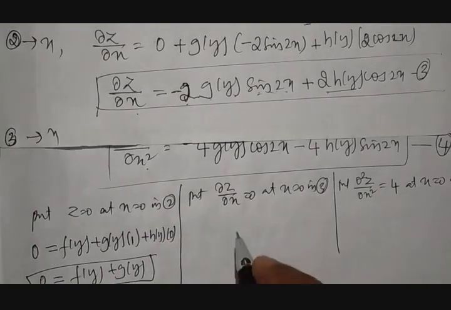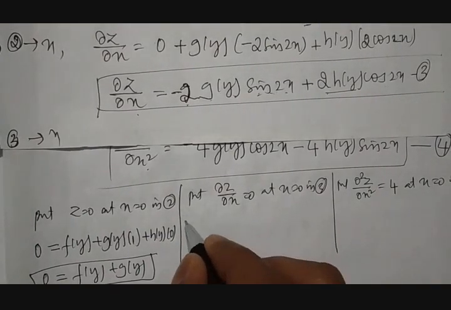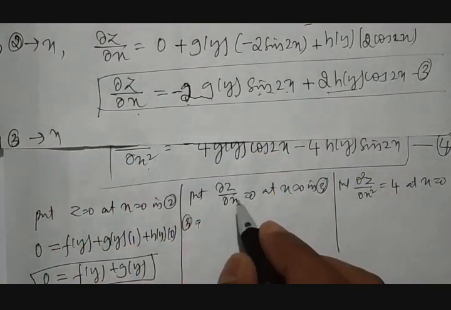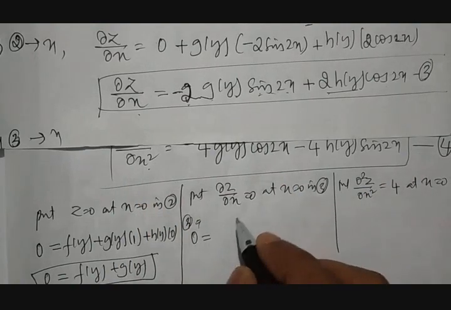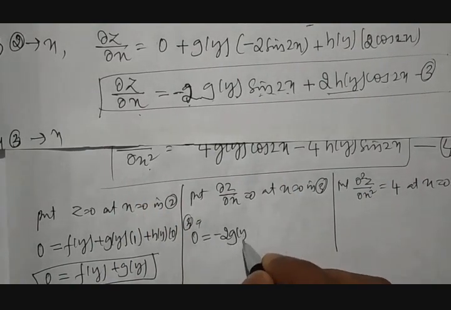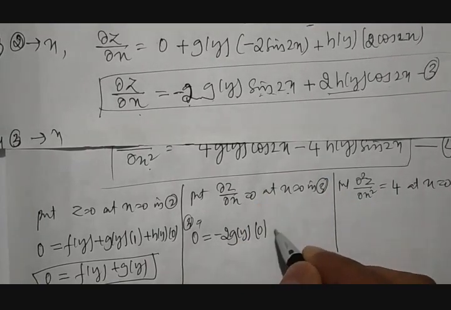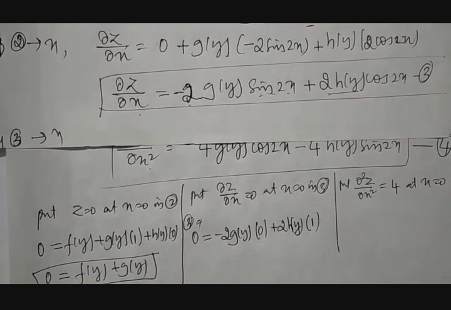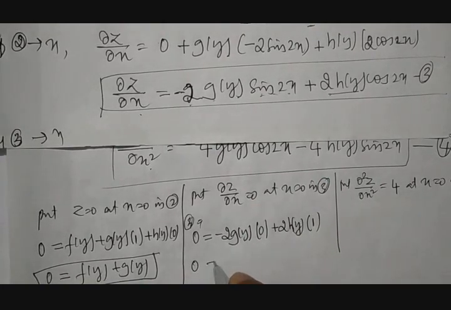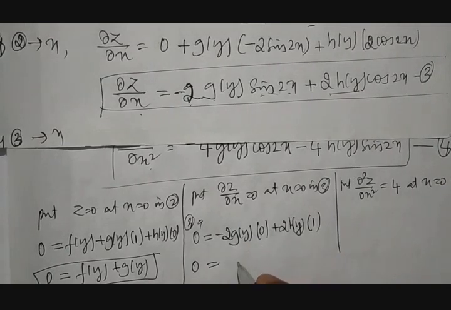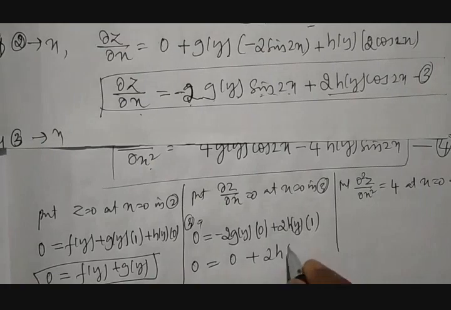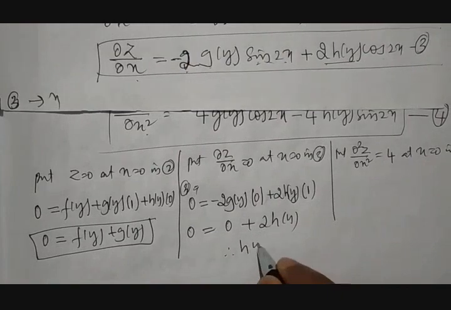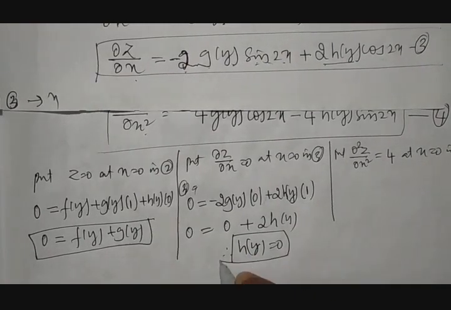Then the second result comes from putting this in equation number 3. Equation number 3 is ∂z/∂x, which is 0. That is equal to minus 2 g(y) into sin 0, which is 0, plus 2 into h(y) into cos 0, which is 1. Therefore, 0 is equal to 0 plus 2 h(y), so 2h(y) is equal to 0. Therefore, h(y) is equal to 0. One clear result we got.